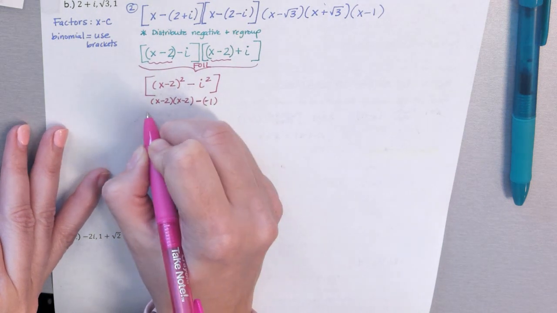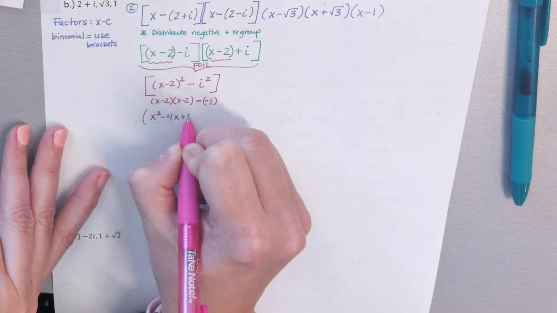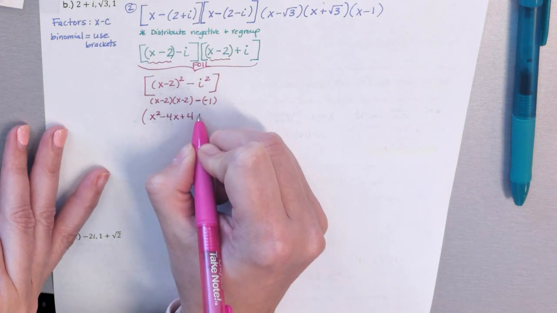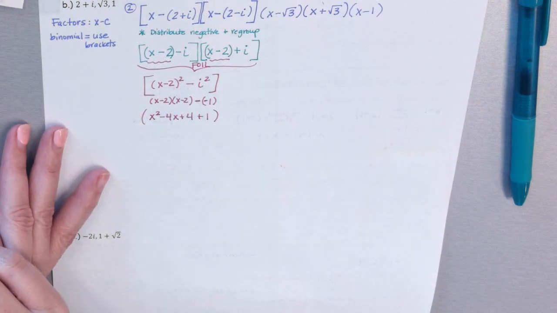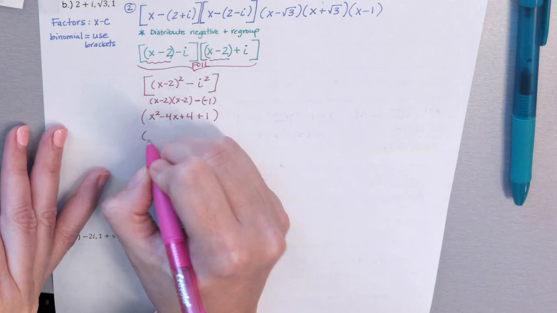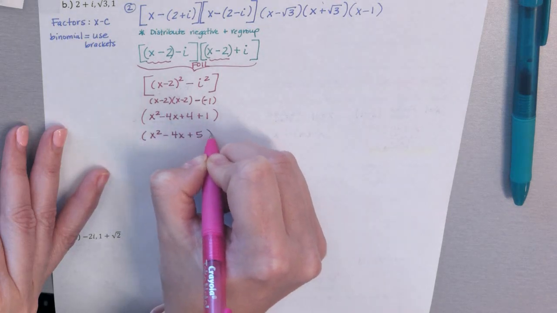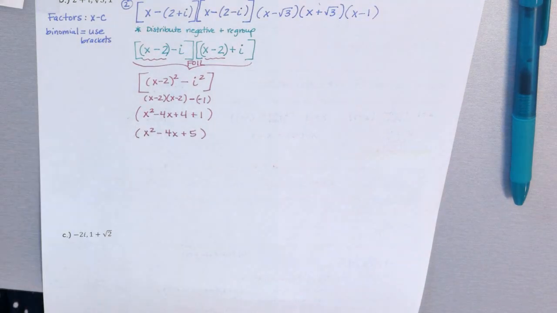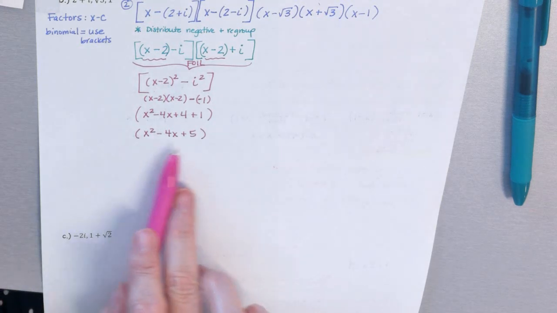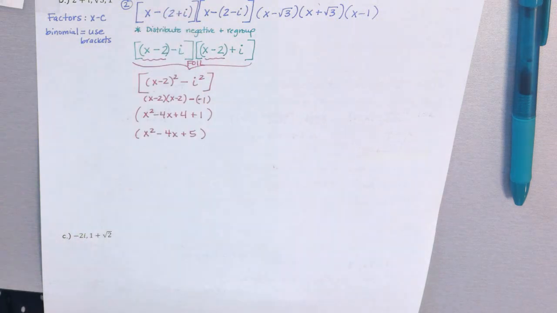Okay, so x minus 2 times x minus 2 is x squared minus 4x plus 4. And then minus a negative is plus 1. So then this is going to simplify to x squared minus 4x plus 5. So what we've just done is we've created a quadratic trinomial that would produce 2 plus i and 2 minus i as the solutions.